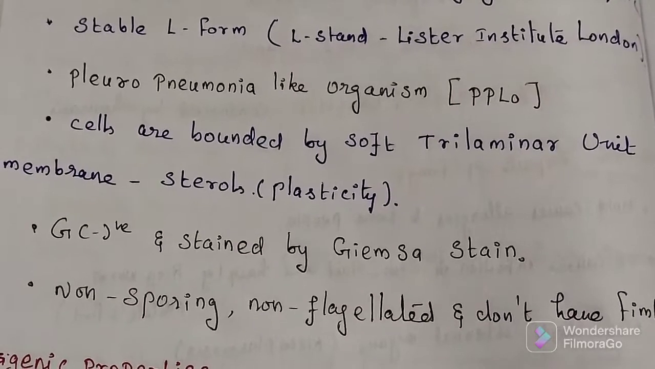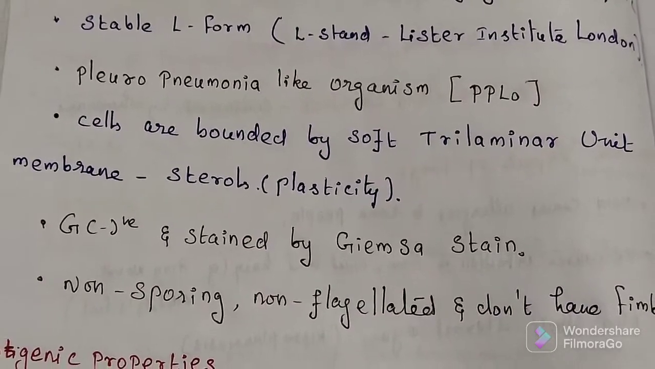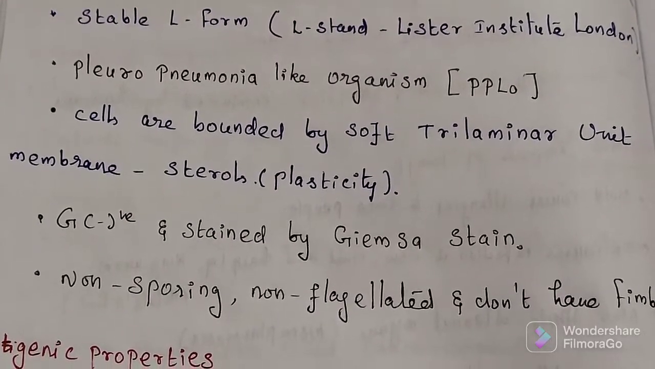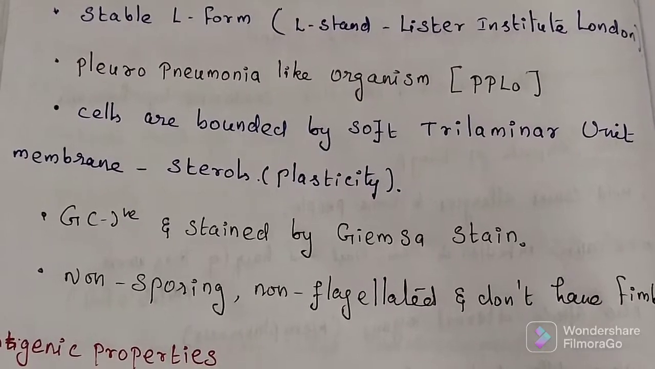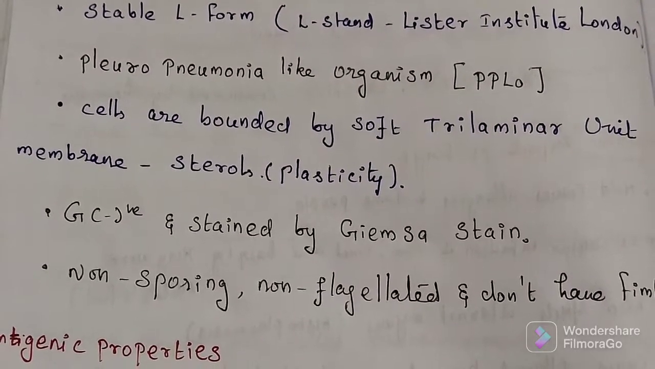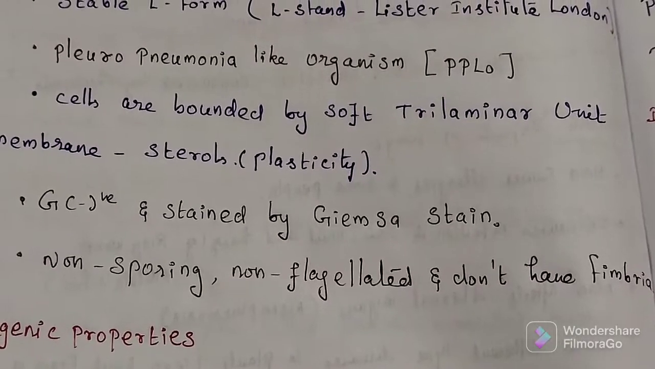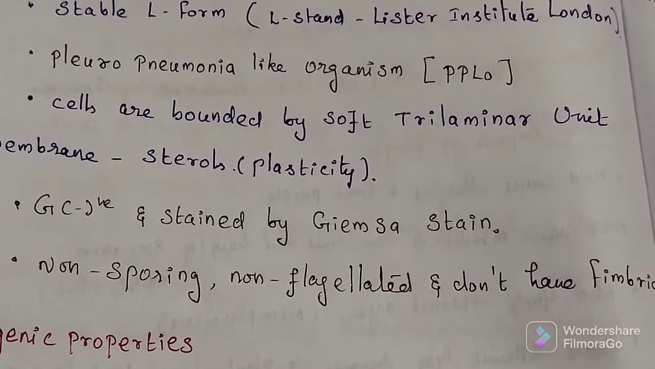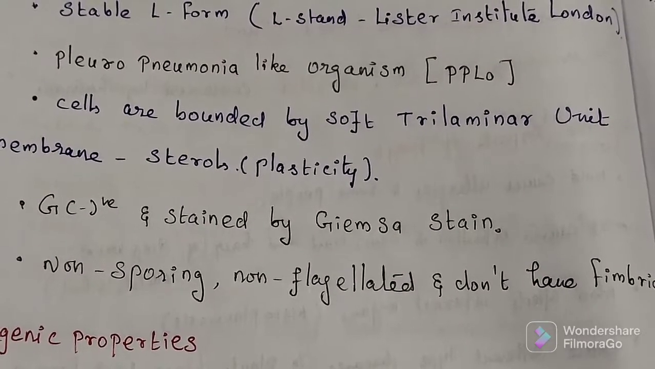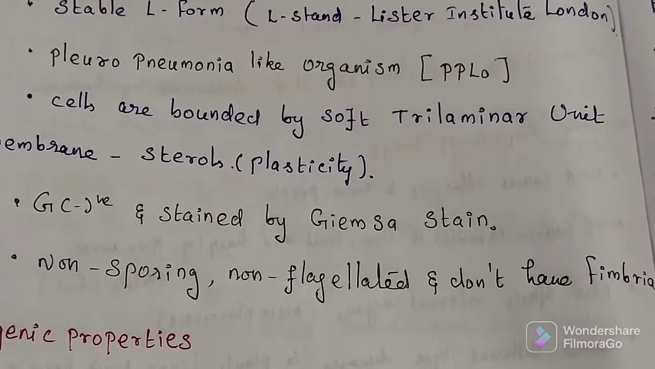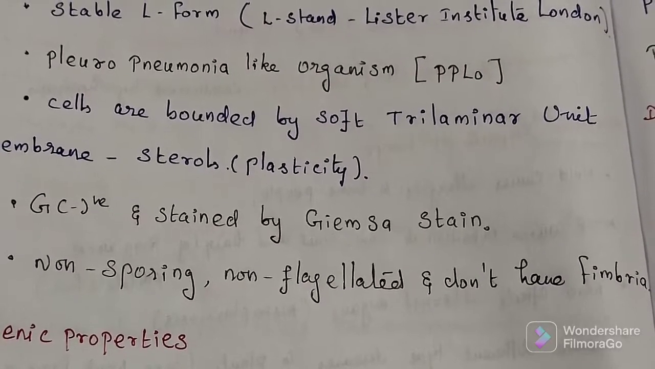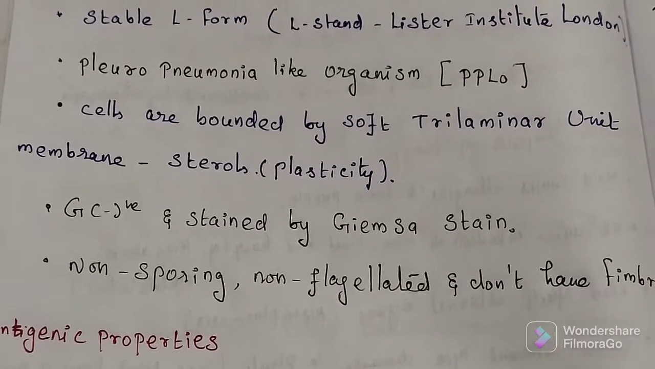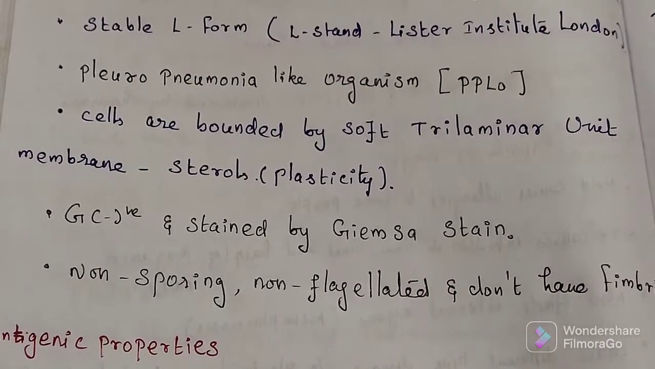Mycoplasma is a genus in which the species are gram negative, and they are stained better by Giemsa stain. The stain used for mycoplasma is Giemsa stain. The members are non-sporing, non-flagellated, non-motile, but some species have gliding motility, and they also do not have fimbria. This is the morphology of mycoplasma.